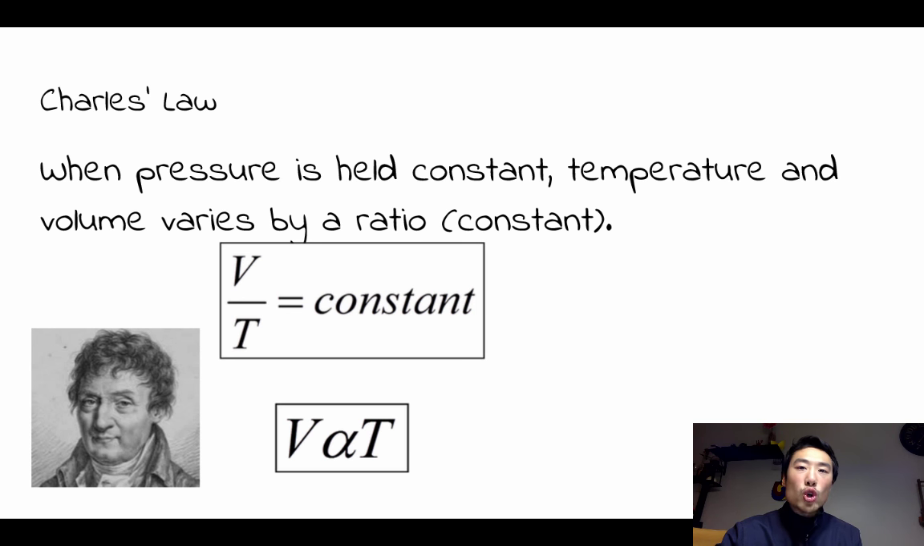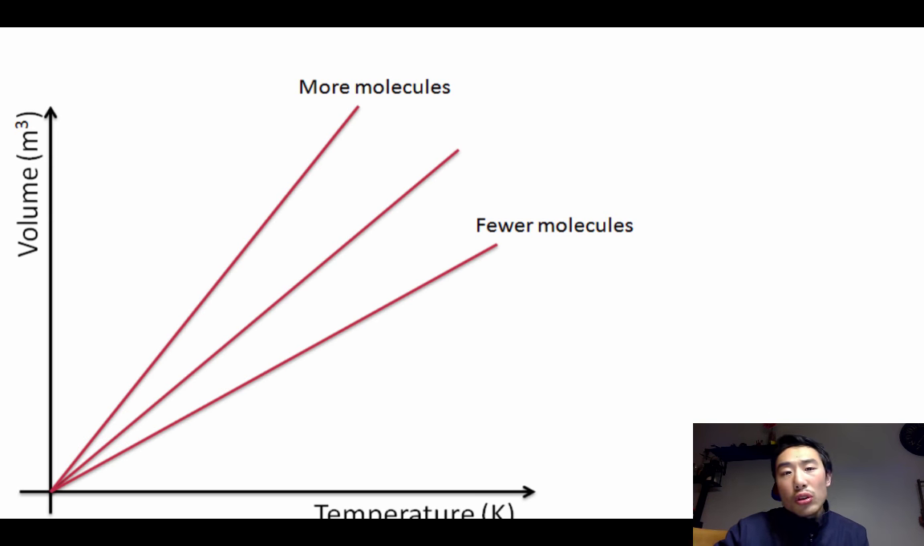There's a direct correlation between volume and temperature, as long as pressure is held constant. If we were to graph it, it will look something like this. As the temperature increases, the volume increases, and vice versa, a direct correlation.